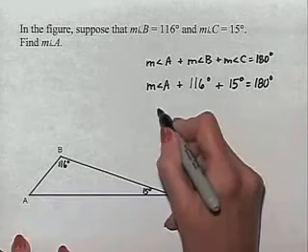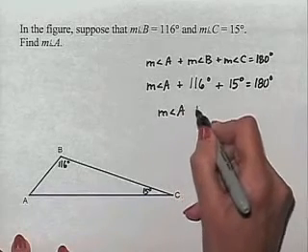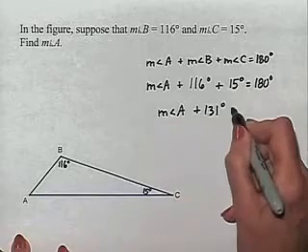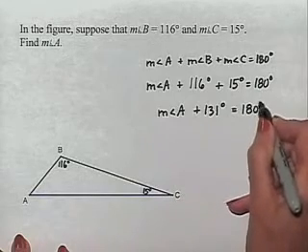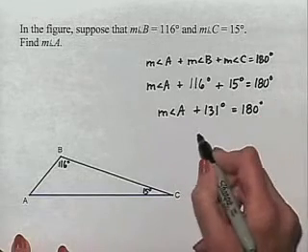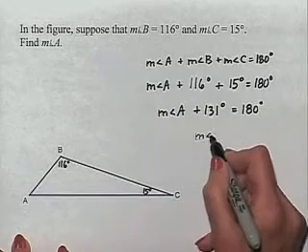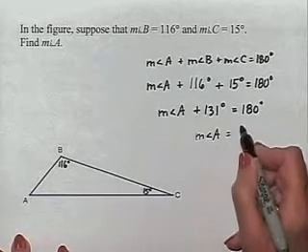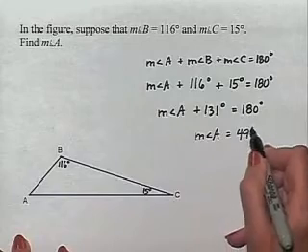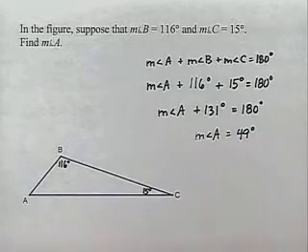Let's combine: measure of angle A plus 131 degrees equals 180 degrees. And then subtracting 131 degrees from both sides of the equation leaves us with the measure of angle A equal to 49 degrees, which is what we wanted to find.